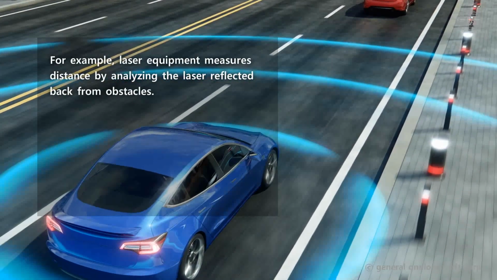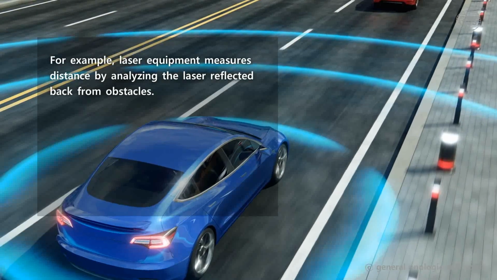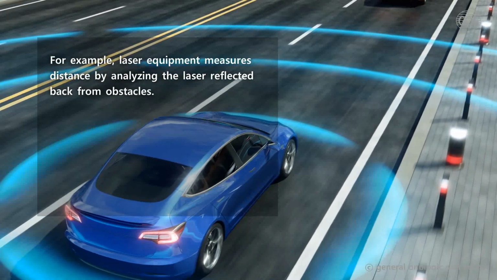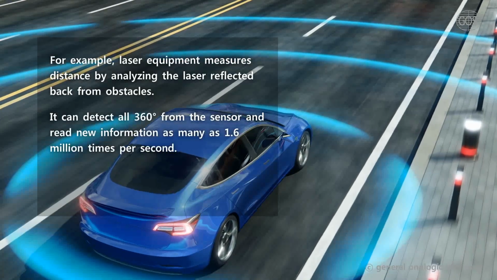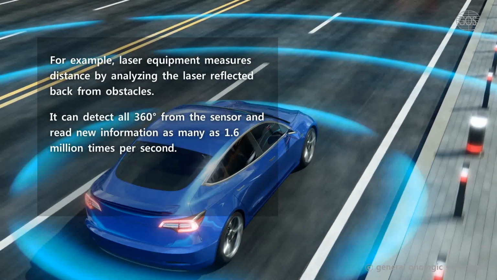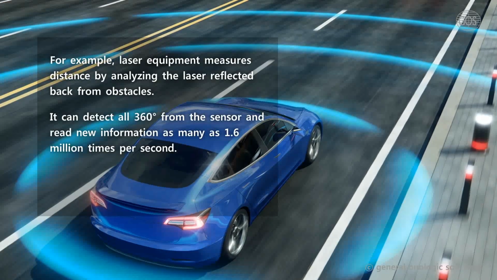For example, laser equipment measures distance by analyzing the laser reflected back from obstacles. It can detect all 360 degrees from the sensor and read new information as many as 1.6 million times per second.